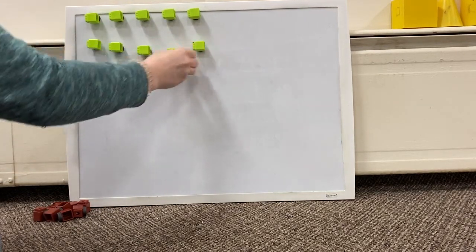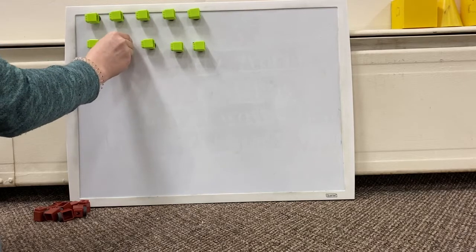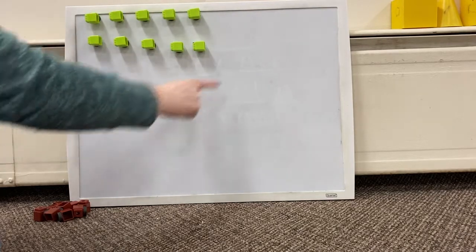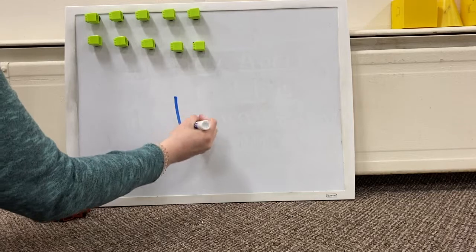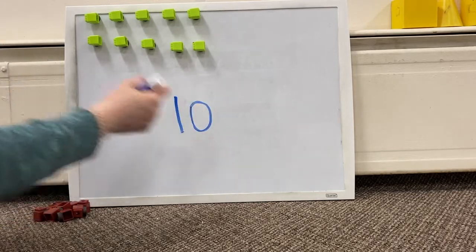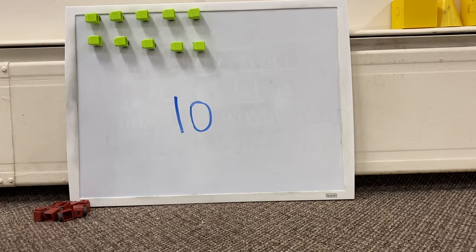So now I know just by looking at this, I don't even have to count, that I have 10, because I know that 2 rows of 5 makes 10, okay? So right now, I have the number 10. Now remember, 10 is not a teen number, okay? But it does start with a 1. All right, let's build a teen number, okay?